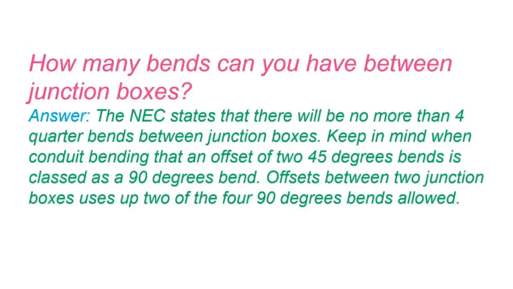How many bends can you have between junction boxes? Answer. The NEC or National Electrical Code states that there will be no more than four 90 degree bends between junction boxes. Keep in mind, when conduit bending, an offset of 2 is classed as a 90 degrees bend. Offset between 2 junction boxes uses up to 4 90 degrees bend allowed.